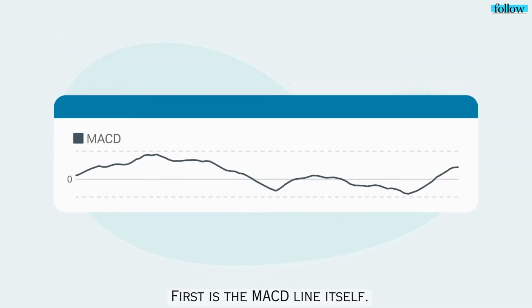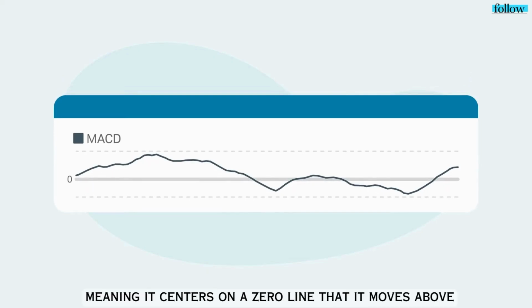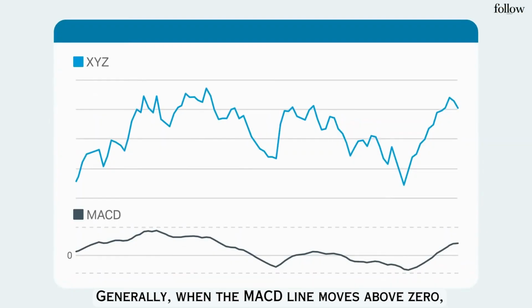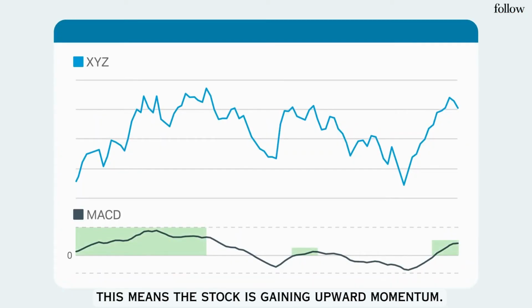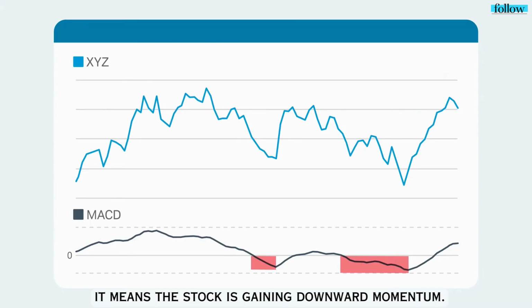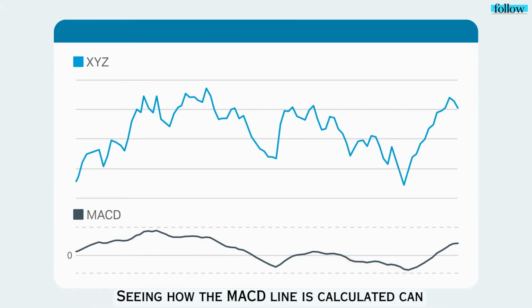First is the MACD line itself. It is an oscillator, meaning it centers on a zero line that it moves above and below. Generally, when the MACD line moves above zero, this means the stock is gaining upward momentum. When it moves below the zero line, it means the stock is gaining downward momentum. Seeing how the MACD line is calculated can help you understand why.